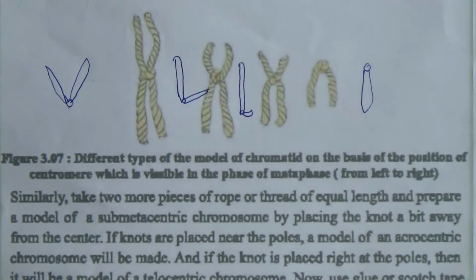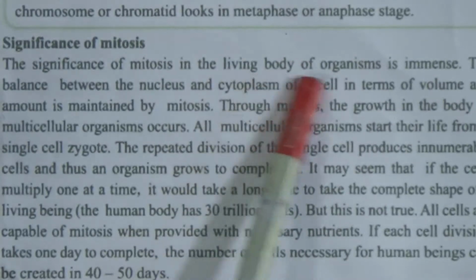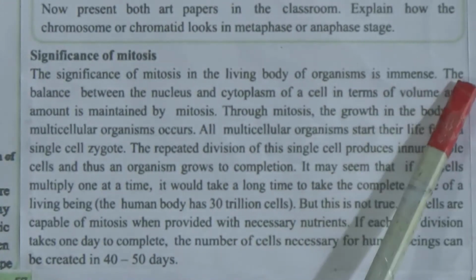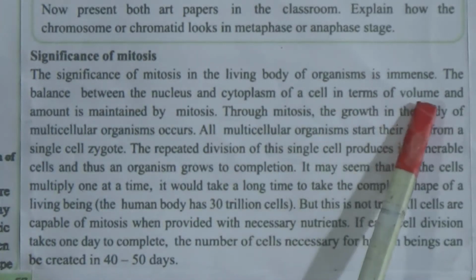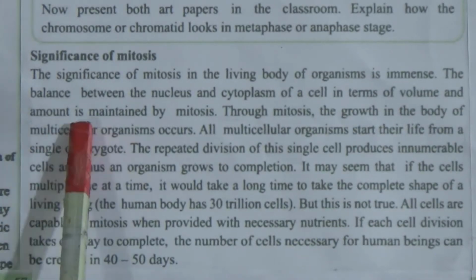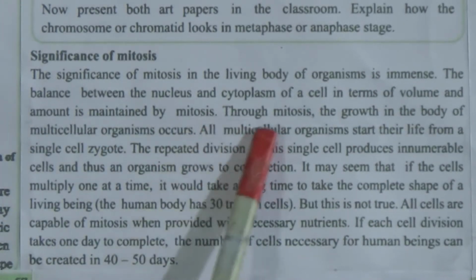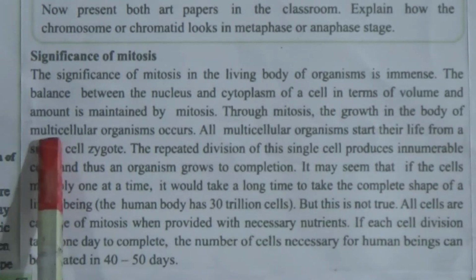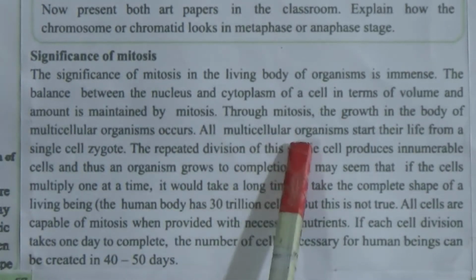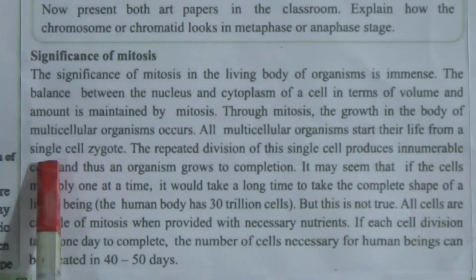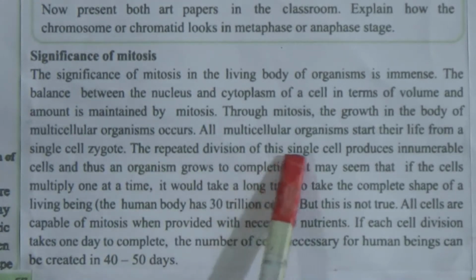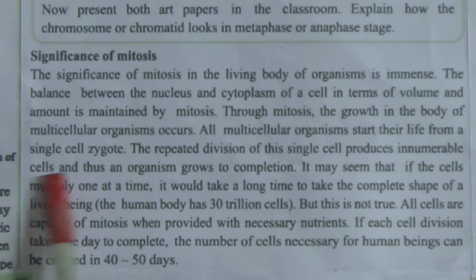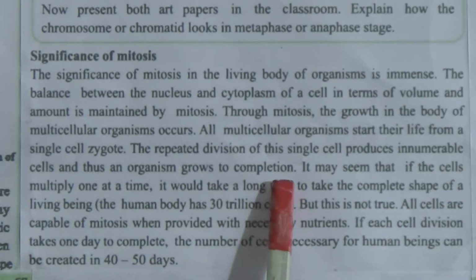Now we are going to discuss the significance of mitosis. The significance of mitosis in the living body of an organism is immense. The balance between the nucleus and cytoplasm of a cell in terms of volume and amount is maintained by mitosis. Through mitosis, growth in the body of a multicellular organism occurs. All multicellular organisms start their life from a single cell, that is the zygote, and the repeated cell division of a single cell produces innumerable cells, and thus an organism grows to completion.